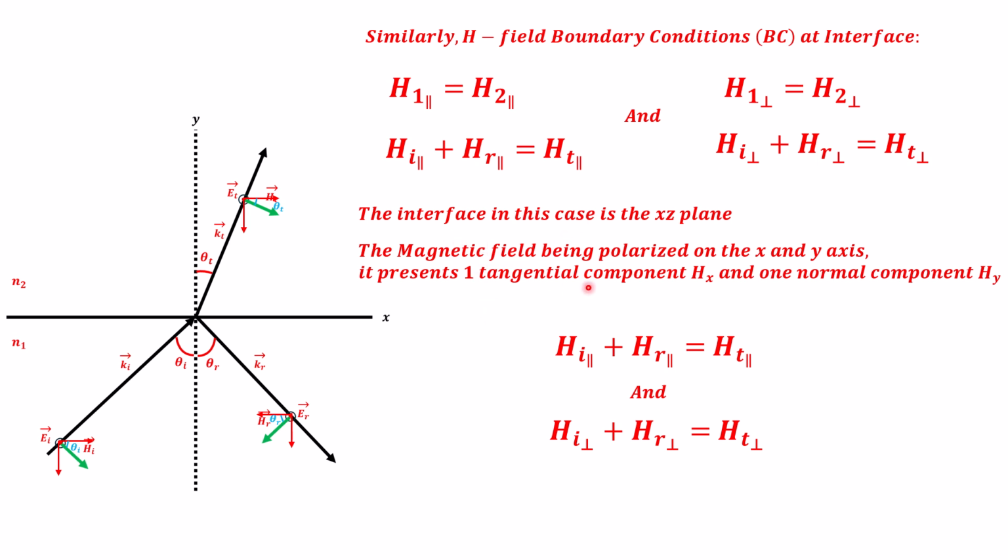So the interface is the x-plane, as we said earlier, and because of that, the magnetic field will have a polarized component. So the magnetic field is polarized along the x, y axis, which means that it presents one tangential component Hx and one normal component Hy. So unlike the electric field, the magnetic field has tangential components and normal components.